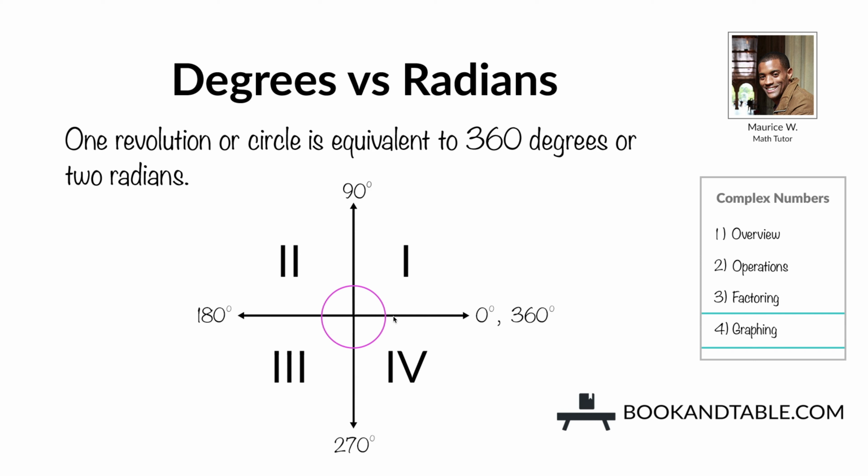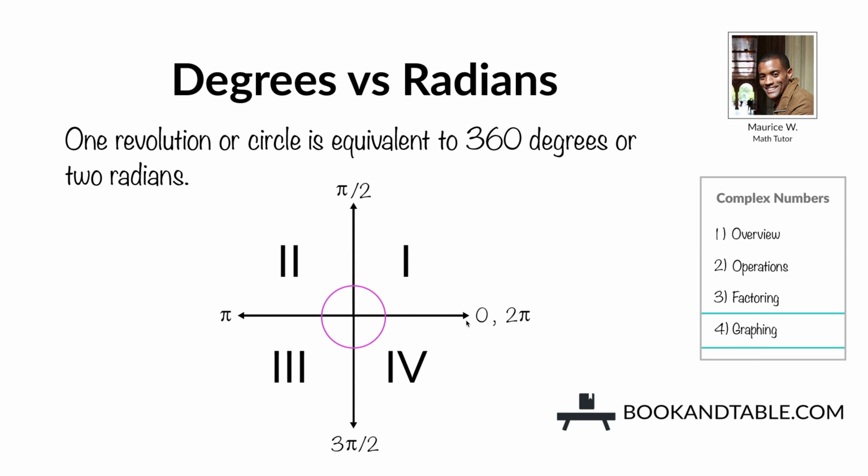Quick review. 1 revolution or circle is equivalent to 360 degrees or 2 pi radians. So if you start here, the positive real axis, that's considered 0 degrees. You move through quadrant 1, which is a total of 90 degrees. You move through quadrant 2, which is another 90. So now we're at 180 degrees. You move through quadrant 3, which is another 90 degrees, getting us to 270 degrees. And you move through quadrant 4, the final 90 degrees, to give us 1 circle, or 360 degrees total.